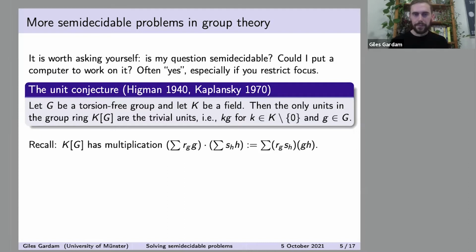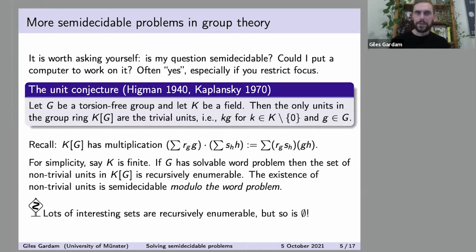And I think this fits into the paradigm of semi-decidable questions, because if I at least assume that my group has a solvable word problem, and let's also say that our field is finite, just to avoid questions about how I enumerate elements of the field and whether I can compute in the field or not. So if we make these restrictions, at least for simplicity, then the set of non-trivial units is a recursively enumerable set, something where there's a fairly naive algorithm that will just spit them out one after another. And that's just because my group ring is some countably infinite set.